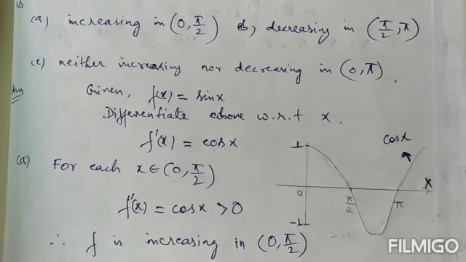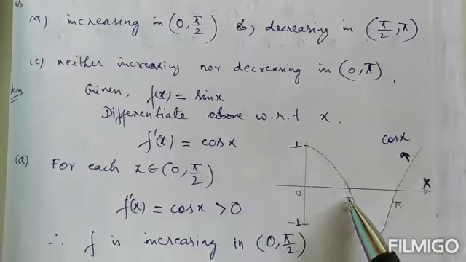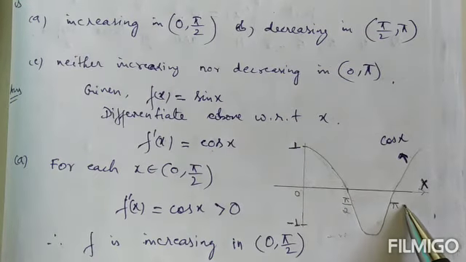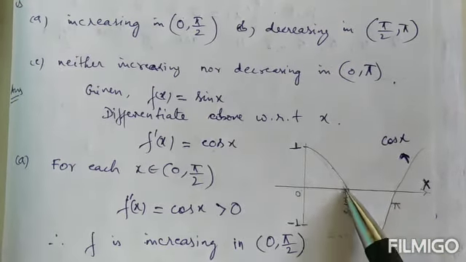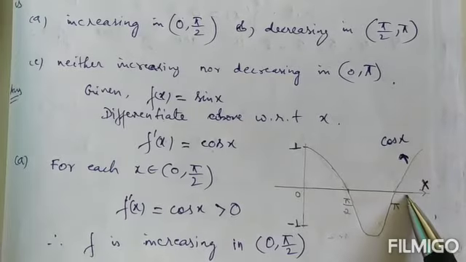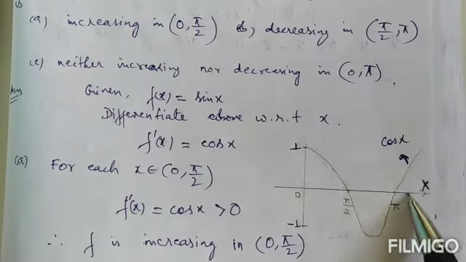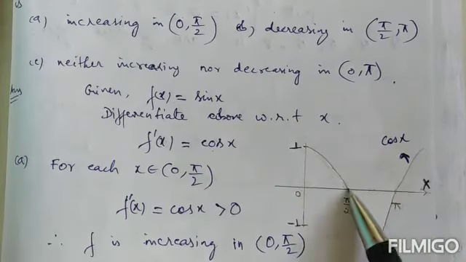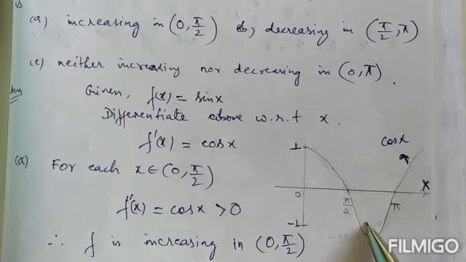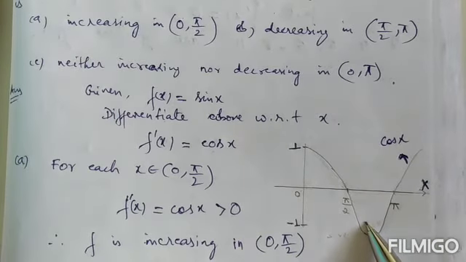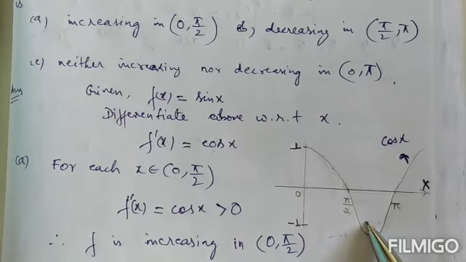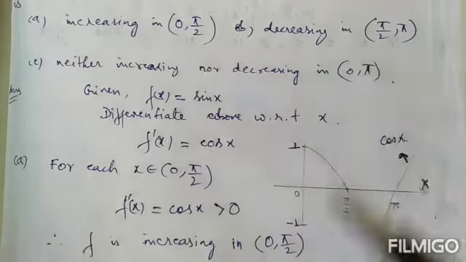And then number B, what does it say? Number B, from pi by 2 to pi, from 90 to 180. From pi by 2 to pi, when you look at the graph of cos of x, it is below the x-axis. Below the x-axis means it will always be negative. So for number B, it will be negative. That means less than 0. Less than 0 means it will be a decreasing function.